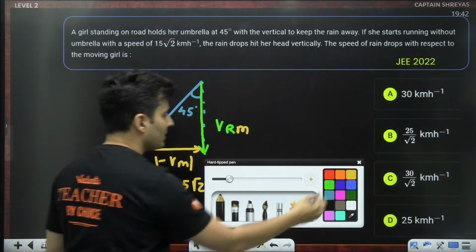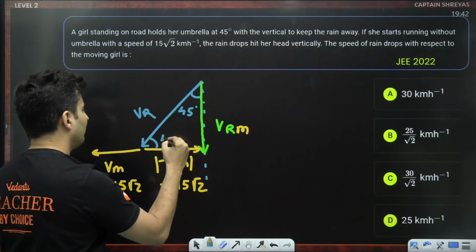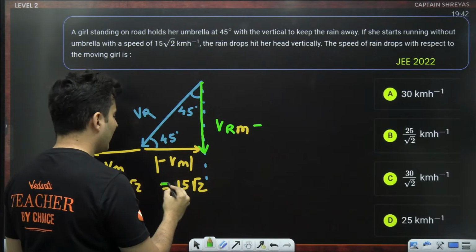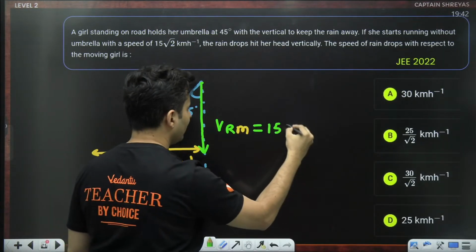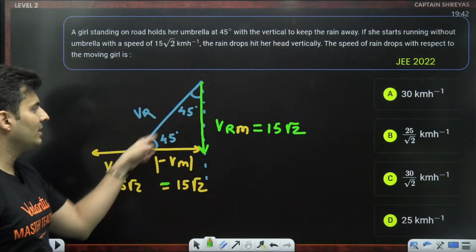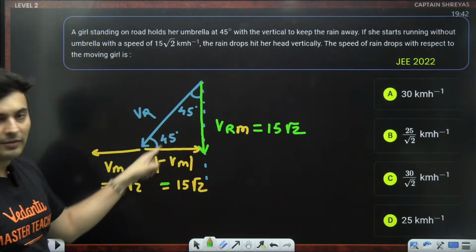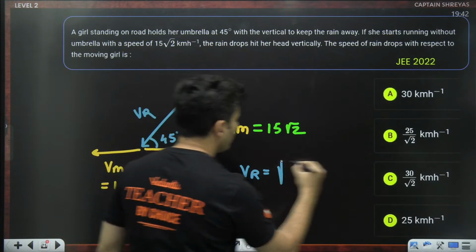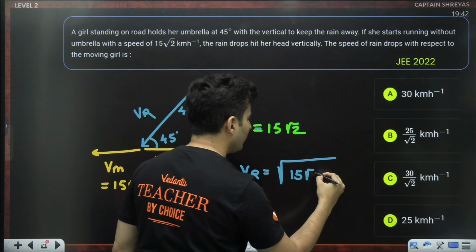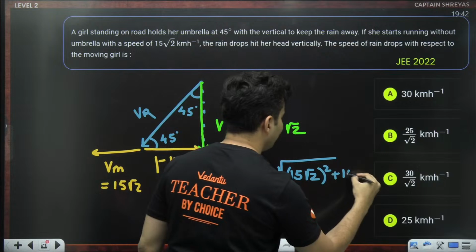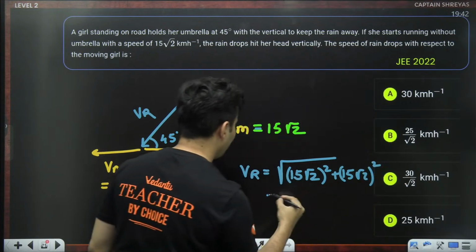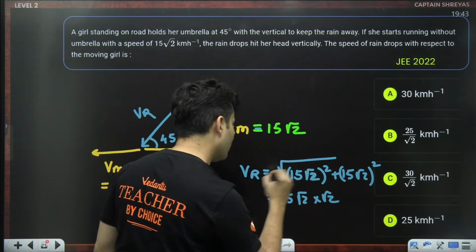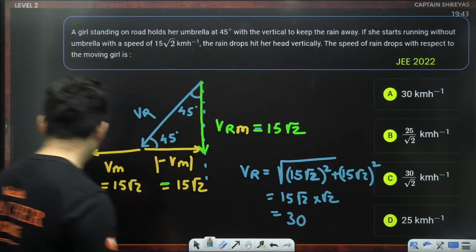This is 45 degrees. Isn't it obvious that this will also be 45 degrees and VRM will also be how much? 15 root 2, because it is an isosceles triangle. Each side will be 15 root 2, 15 root 2. So how much will VR be? It will be root of 15 root 2 square plus 15 root 2 square, which is 15 root 2 multiplied by root 2, that is 2 into 15, 30. So the answer is 30. Let's see.